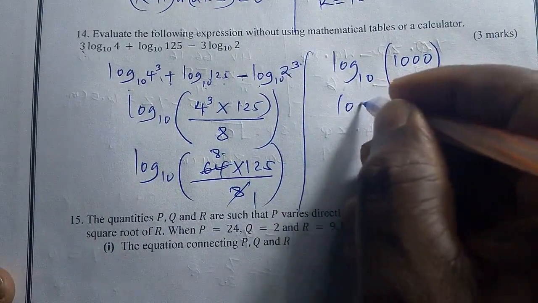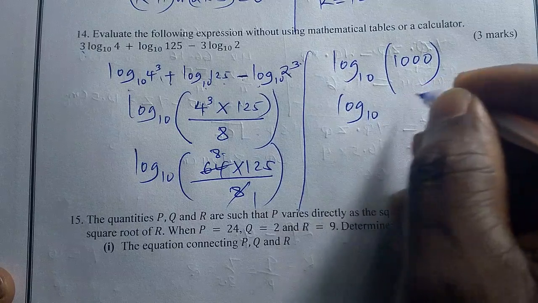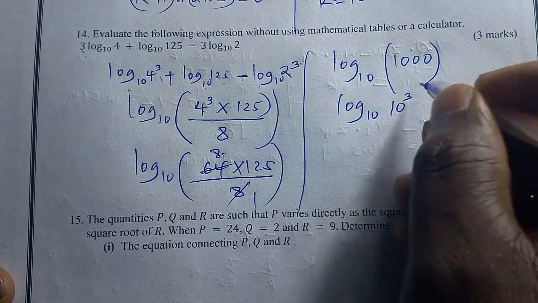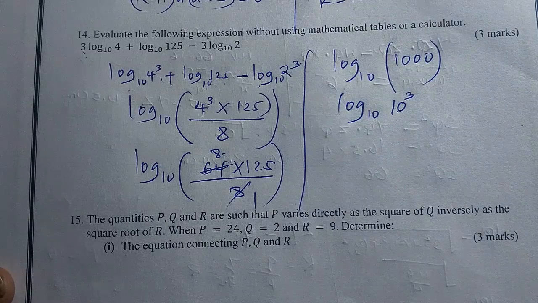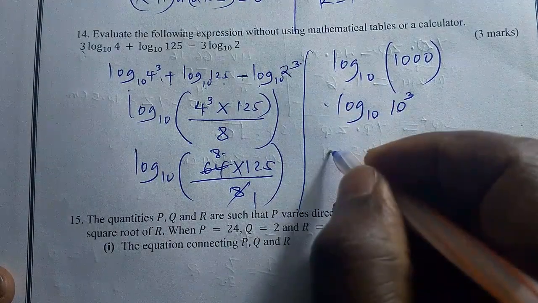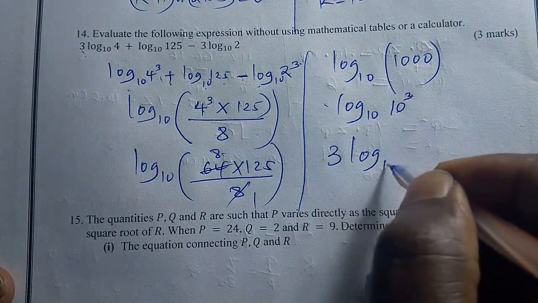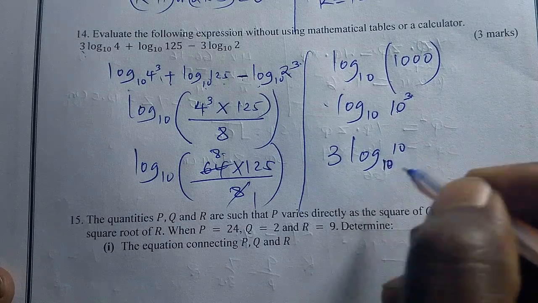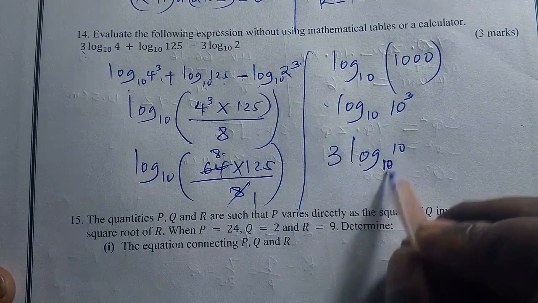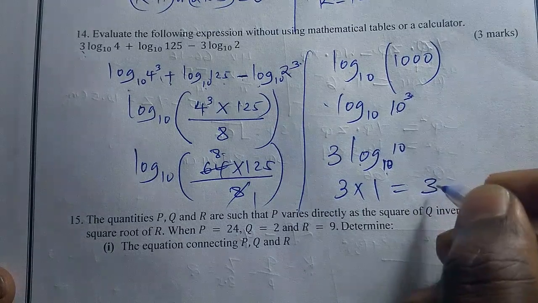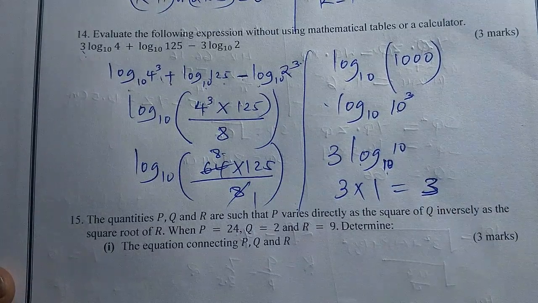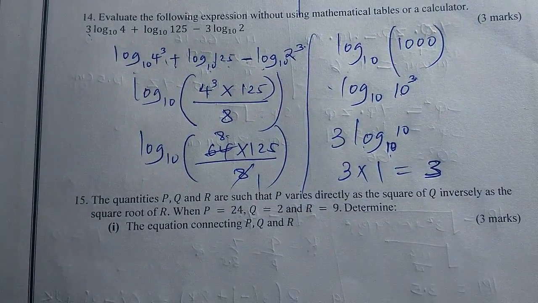Log base 10 of 10 raised to power 3. We know 1,000 is the same as 10 raised to power 3. Bring this power back here, that is 3 log base 10 of 10. So log base 10 of 10, the answer is 1. That is 3 times 1, and the answer is 3. So by so doing, you have solved without using a calculator.